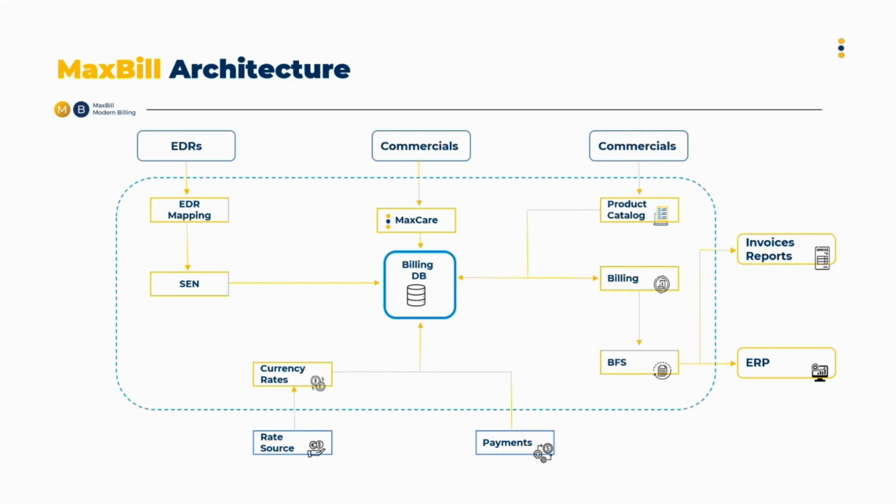On the left side, we see EDRs, event data records. These represent transactional data coming from external systems, such as gaming platforms, data warehouses, or reporting tools. Before entering the billing engine, this data passes through the EDR mapping layer. This is where file structures are validated, fields are mapped, formats are standardized, and business validation rules are applied.